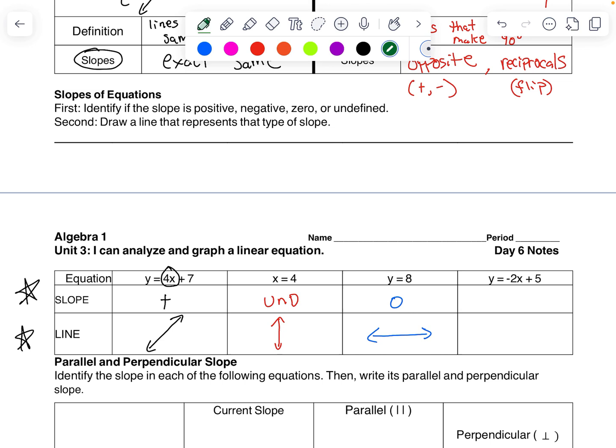And last one, y equals negative 2x plus 5. I just want to know the slope, negative 2x, so it means it's a negative slope. And a line that has a negative slope is going to go downward somehow, right? Left to right, it's going downward. Okay, go ahead and turn the page.